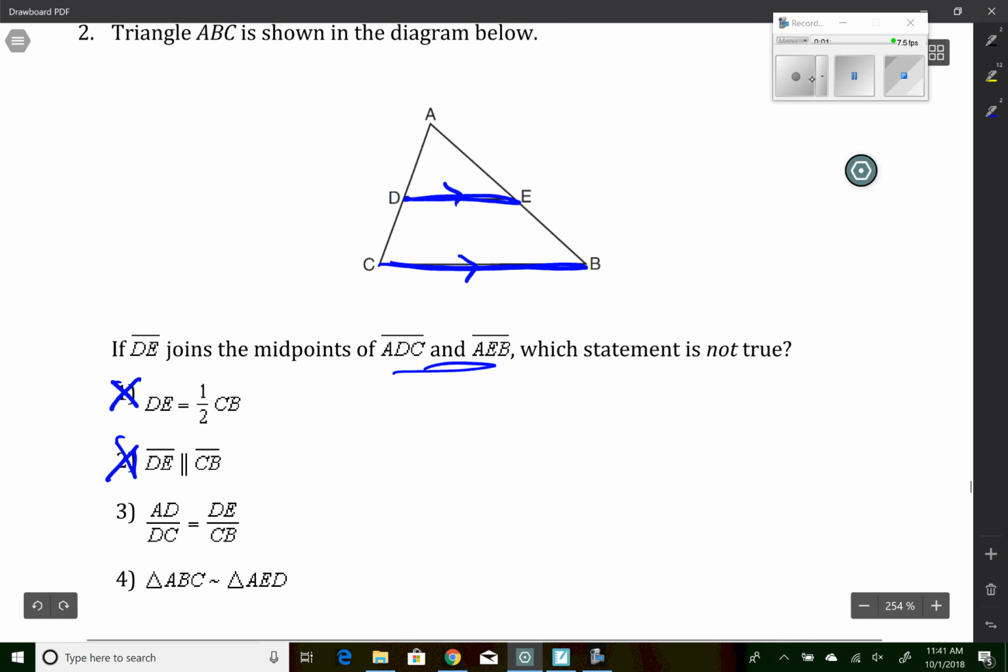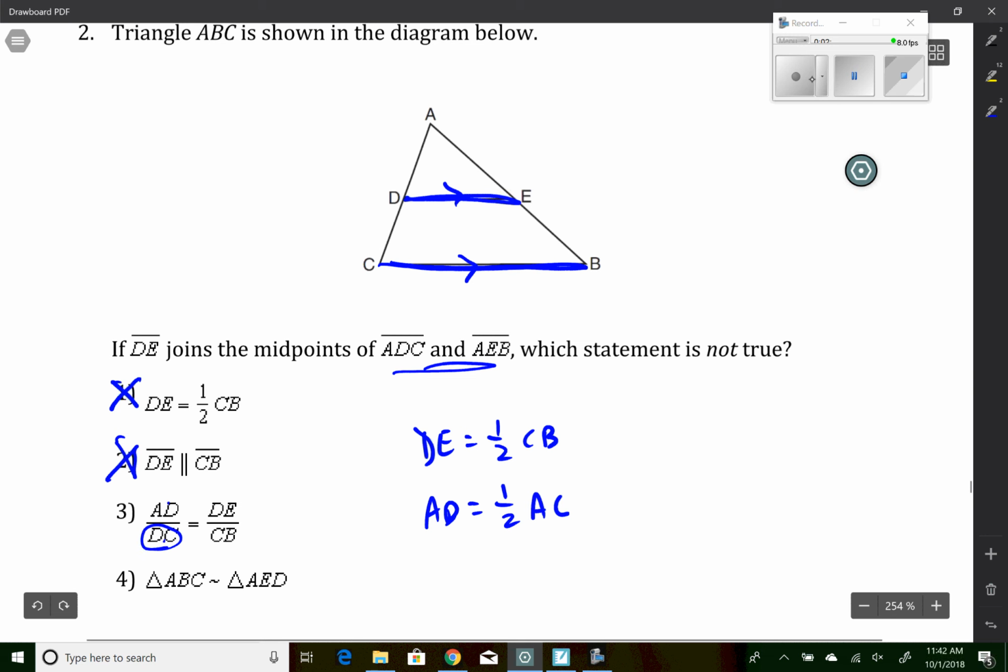The last two are kind of interesting. So this third one is saying that AD compares to DC the same way that DE compares to CB. Well, I know that DE is equal to half of CB. That's true. I know that AD is equal to half of AC, not half of CD.